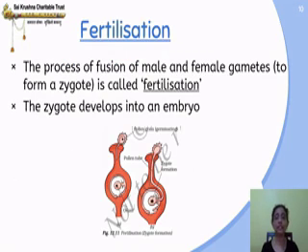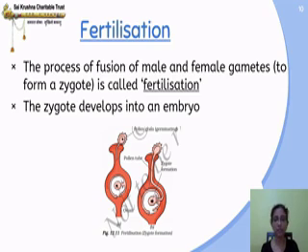Now, next is fertilization. After pollination comes fertilization. In this, the fusion of male and female gametes takes place. And what do they form? They form a zygote, which in turn develops into an embryo.